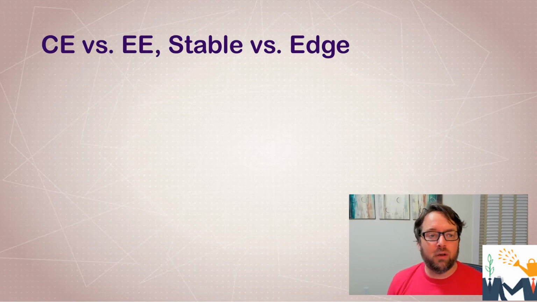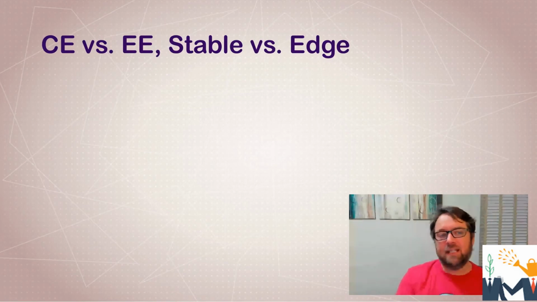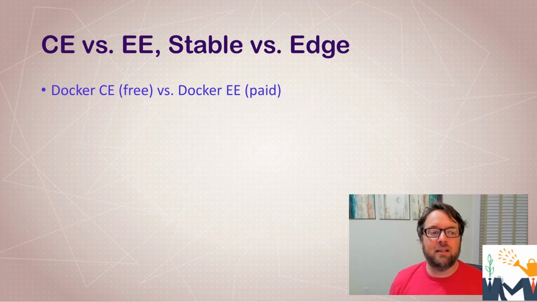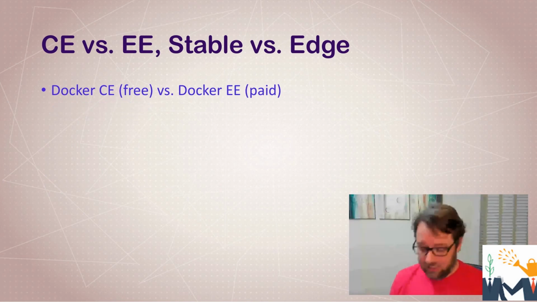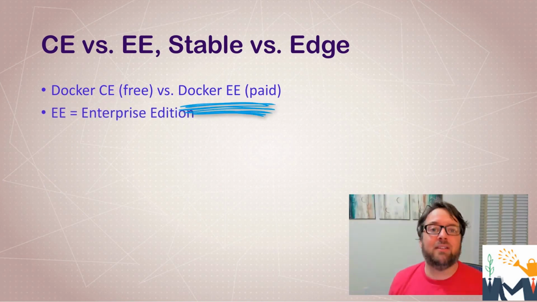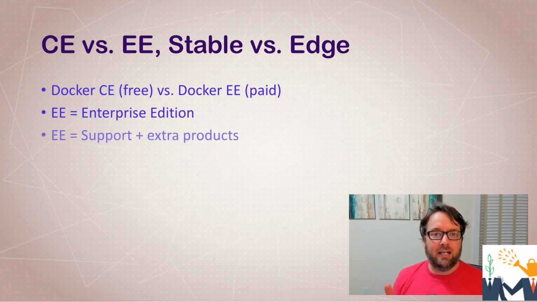So a real quick note on the differences between CE and EE and stable versus edge. So we mentioned that the Docker version we're really using, or the edition I guess we're going to be using, is Docker Community Edition, and that's CE. That's the free open source version. The other version, Docker EE, is Docker Enterprise Edition, and it's a paid version that you pay per node, and it's not necessarily ideal for the independent developer or the single person.